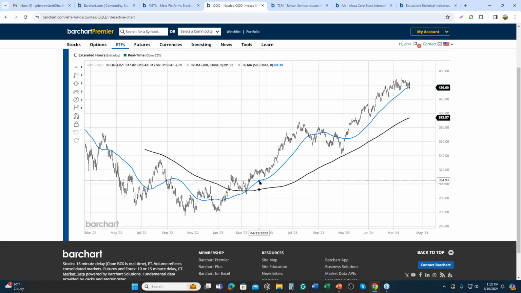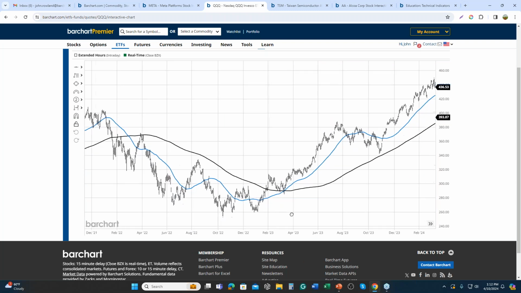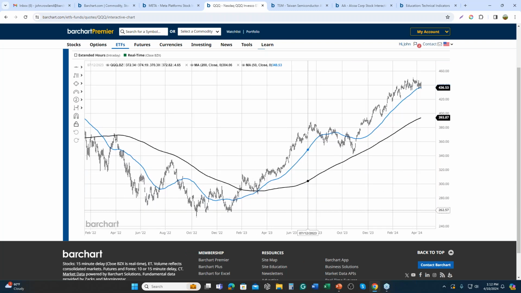When it crosses from below to above, that is a buy signal. When it crosses from above to below, then that is a sell signal. So when we look at this example here, we can see that our 50-day moving average is starting to slope upwards, telling us there is a change afoot. And when it crosses over the 200-day, that generates that signal.